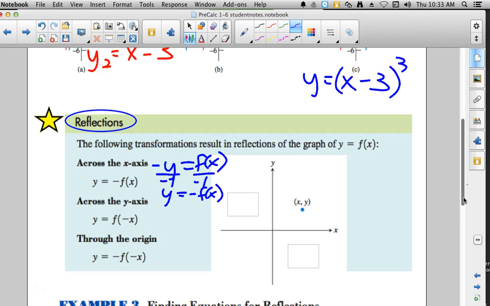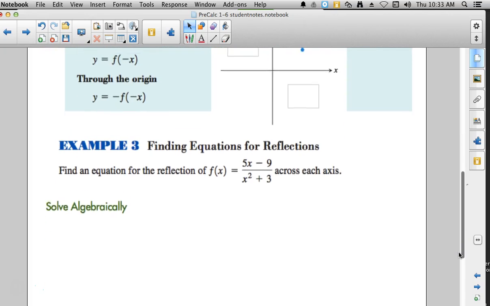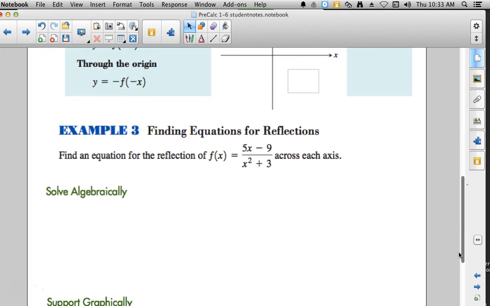Across the y-axis, only the x is negative. Only the x becomes negative. Through the origin, both of them. You take any point, 3, 2, you want to reflect it through the origin, -3, -2. So 2 negatives there. So x-axis, change the y's. Y-axis, change the x. The origin, change them both.